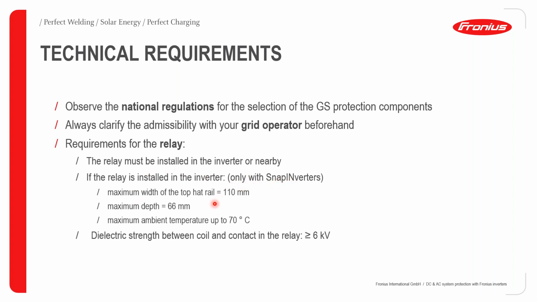So it has a provision for a DIN rail with a width of 110 millimeters or 11 centimeters and 6.6 centimeters. So there you can comfortably install a DIN rail and then have this relay installed on it. But please ensure that the maximum ambient temperature does not exceed 70 degrees Celsius. And of course, ensure that dielectric strength between the coil and the contact of the relay is greater than 6 kilovolts. But the good thing is that most relays actually meet this particular condition.